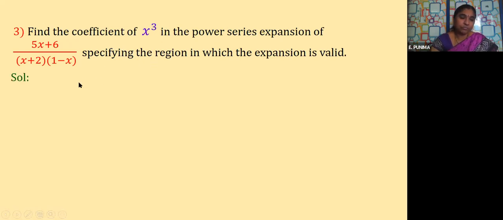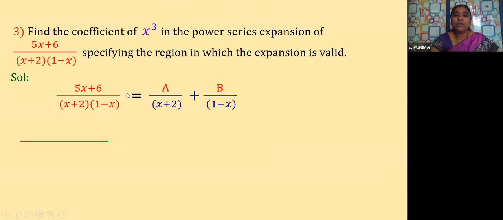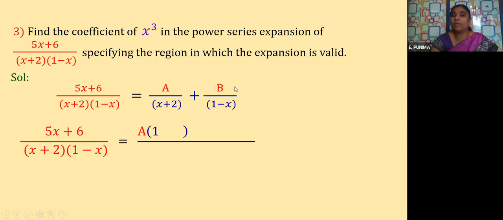Let us see. First of all, what is our given fraction? 5x plus 6 by x plus 2 into 1 minus x. So this is our given fraction. What are you doing, children? This is split as this, because the denominator has two linear factors, non-repeated linear factors. Here we get two partial fractions. Yes, this is our rule number 1.